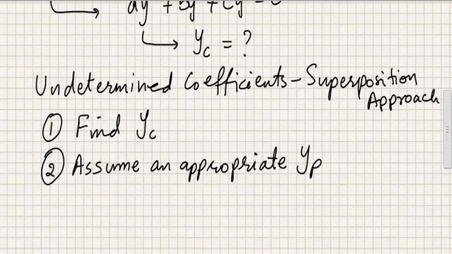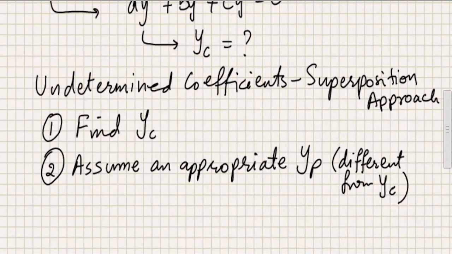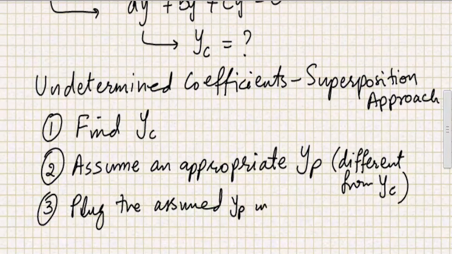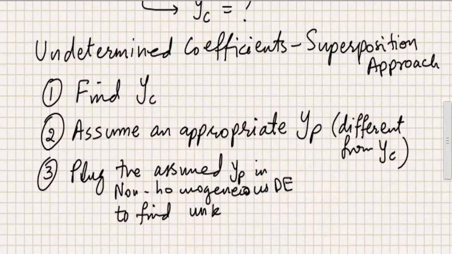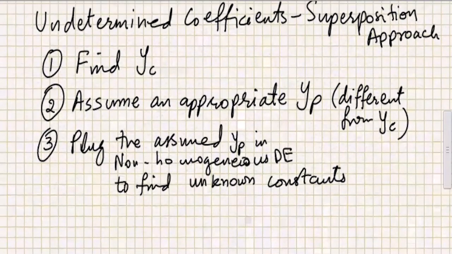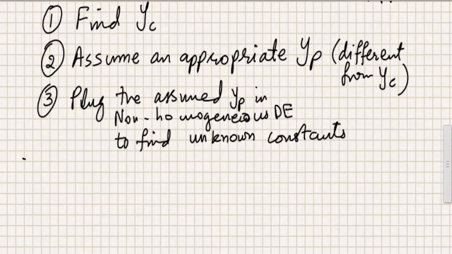Once we assume an appropriate yp, which, let me write in brackets here, is different from yc. It needs to be different from yc, and if I technically write it correctly, I should write linearly independent on yc. Now, since yp is just an assumption here, what are we going to do? We are going to plug the assumed yp in the non-homogeneous differential equation to find unknown constants, right? So this method is best defined using an example. So let's do an example.